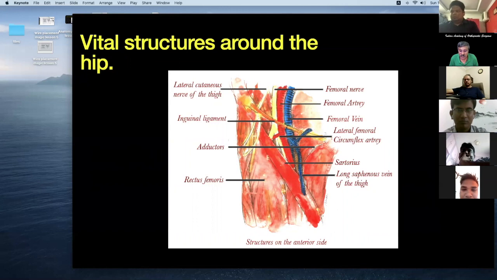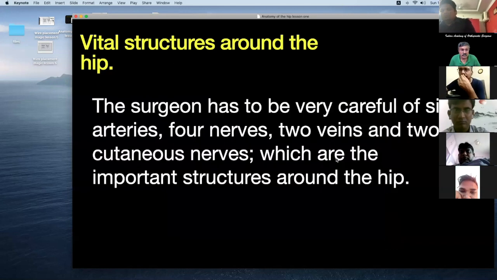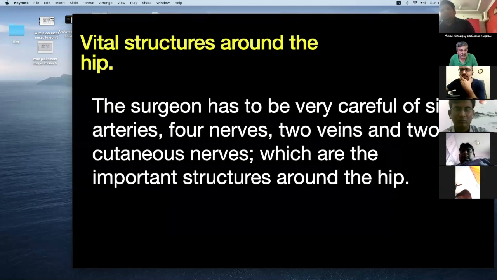So anatomically, if you look at the vital structures around the hip, this is a drawing I had made for an atlas, and you would get a PDF file with this drawing. So you've got the inguinal ligament, the lateral cutaneous nerve of the thigh superiorly, and anteriorly you have the major vessels, femoral artery, vein, and nerve. And the posterior structures, the biggest structure is the sciatic nerve and the inferior gluteal nerve, and mostly it is muscles. So the surgeon has to be very careful of 6 arteries, 4 nerves, 2 veins, and 2 cutaneous nerves, which are the important structures around the hip.